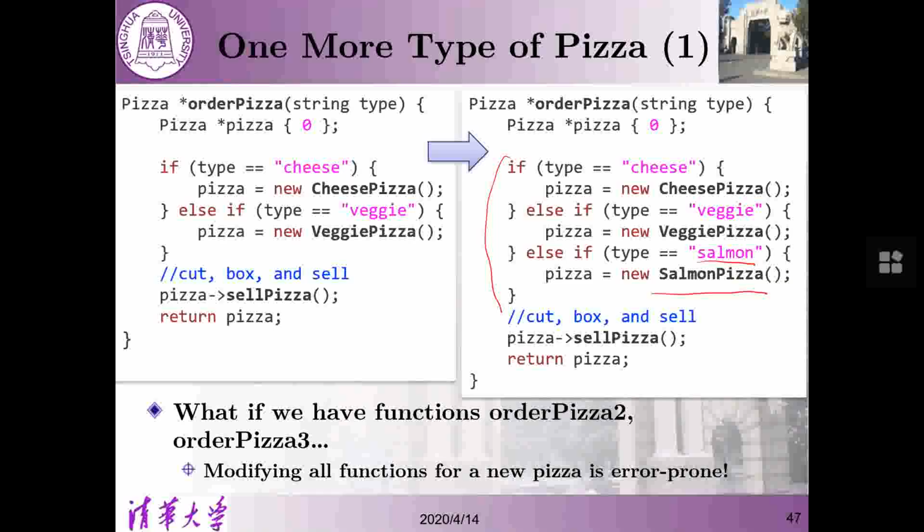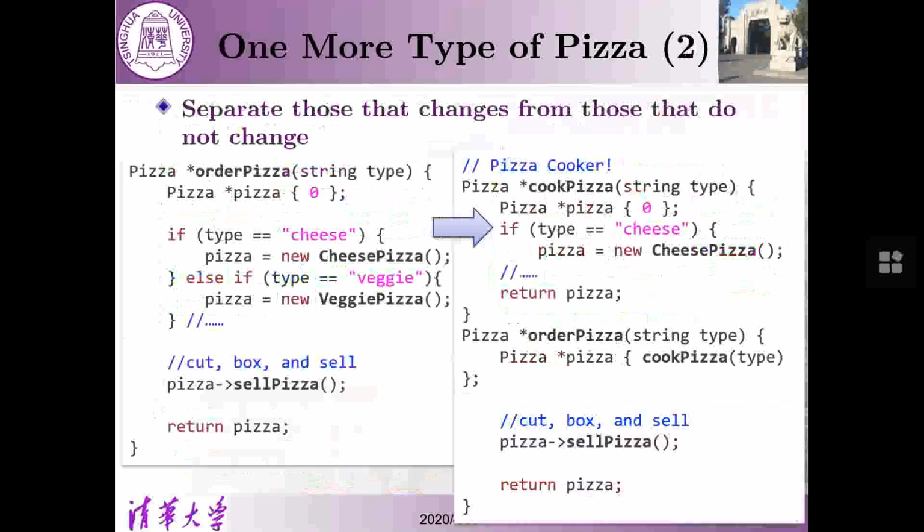However, if there are many different versions of order pizza in different stores, for example, order pizza 2, order pizza 3, there are many functions with the same or similar function body like this. Then we have to modify all those functions, right? This is error prone, right? So we may think of separating the two parts, and use one function or one class to do this, right?